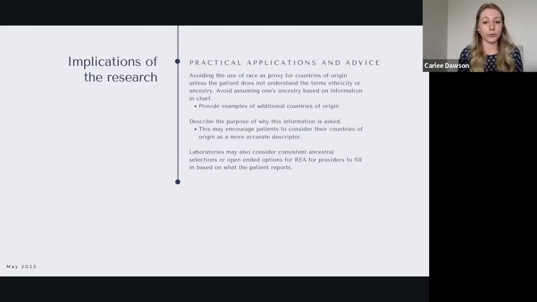So this may as well ask or encourage patients to consider their countries of origin as a more accurate descriptor. And lastly, laboratories may consider consistent ancestral selections on their demographic forms, or potentially open-ended options for REA for providers to fill in based on what their patient reports. Often patients may report their ancestry, but the lab requests a race to be identified, and this may lead to a provider assuming the race based on ancestral descriptions, what's in the chart, or even the appearance of a patient.